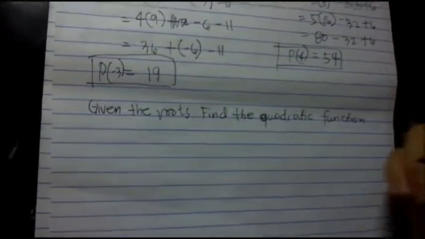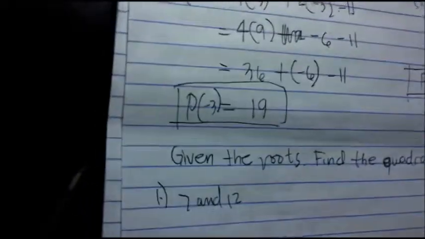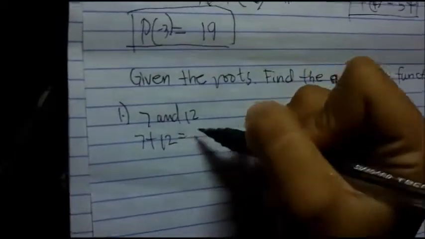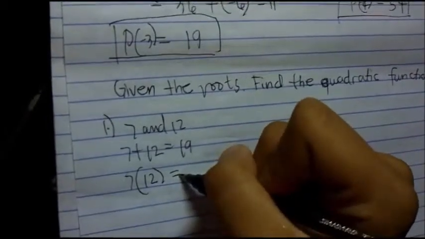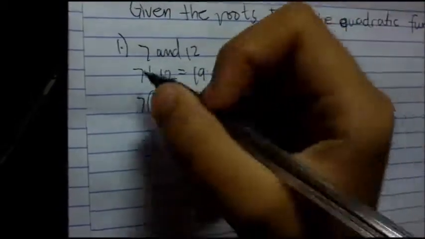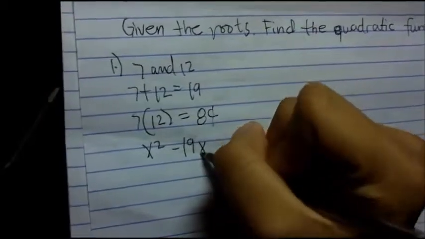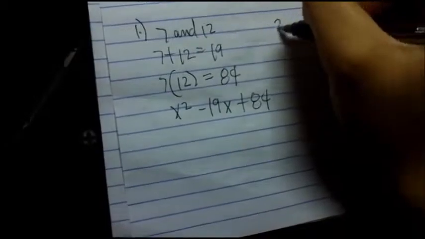Topic is given the roots, find the quadratic function. Number 1 example is 7 and 12. So to find the sum, 7 plus 12 is equals to 19. Then 7 times 12 for the product, so 84. Then our equation is x squared minus 19x plus 84.